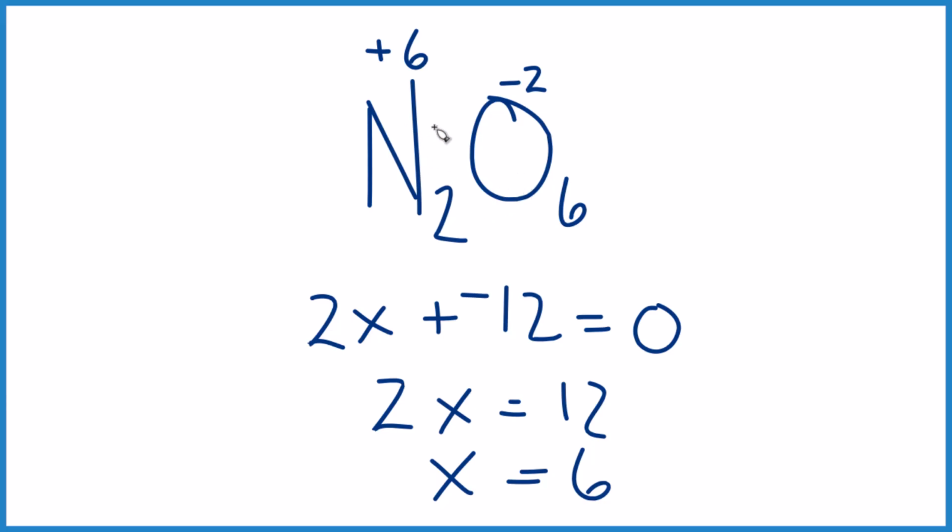at ionic charge, nitrogen's 3-. But oxidation numbers are different than ionic charge. So with oxidation numbers, nitrogen could be -3, could be 0, could be +6. It really depends what it's bonded to here. So oxidation numbers are different than those ionic charges.